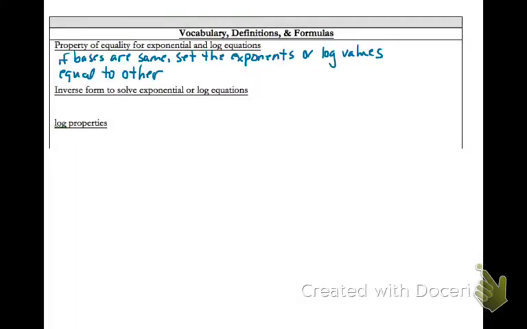We'll use two different methods. The first method uses what we call the property of equality for exponential and log equations. So if bases are the same, then you can set the exponents or the log values, depending on what kind of equation you're working with, equal to each other and then solve.